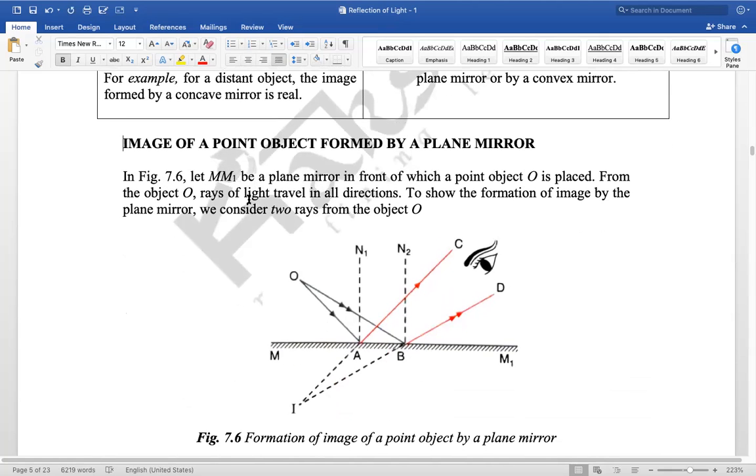So in this figure, हम लोग एक point object का image बना रहे हैं. So let's say the point object O is placed above the mirror. So यहाँ पर से we saw that we discussed that we should have two rays, two incident rays. So one incident ray is, let's say, OB, and the other incident ray is, let's say, OA. So this incident ray OB and OA, they get reflected from the mirror.